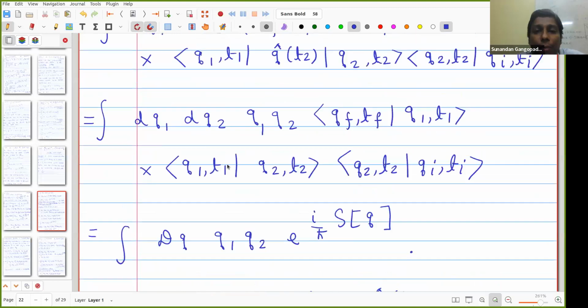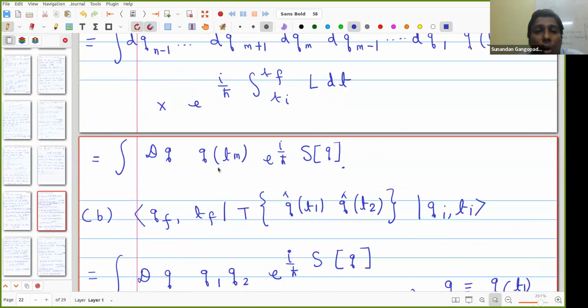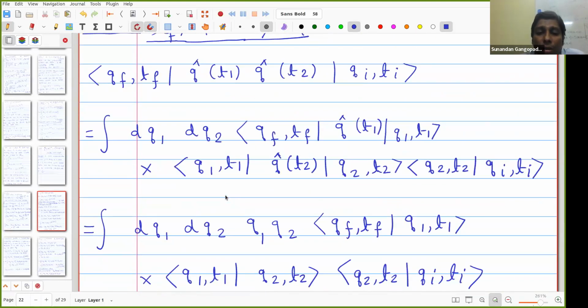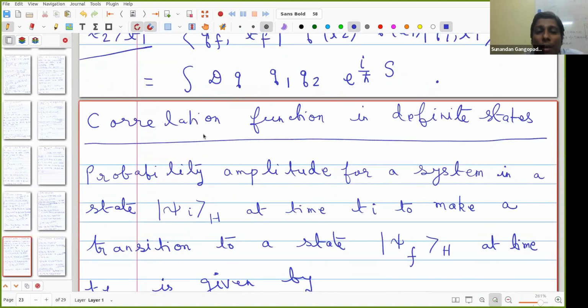So far, I have been trying to calculate matrix elements of operator insertions between states which are basically base kets. So these are position kets. I have been trying to calculate matrix elements of these operators and I have written them out in terms of path integral representations. But now the next thing that I would like to do is to take the matrix elements or correlation functions in definite states.